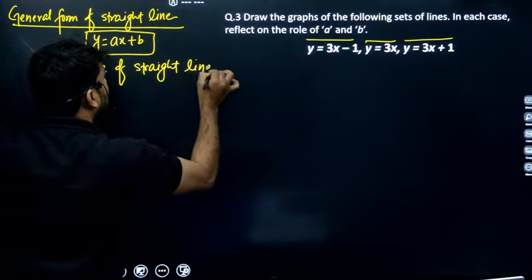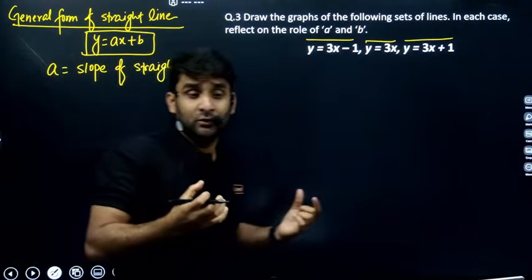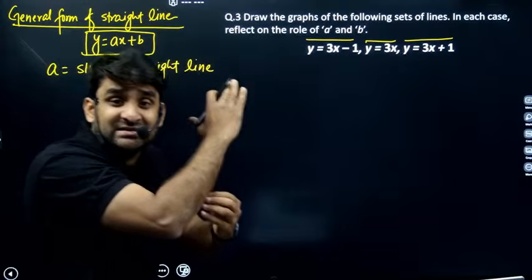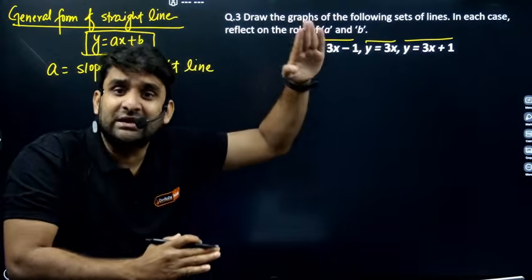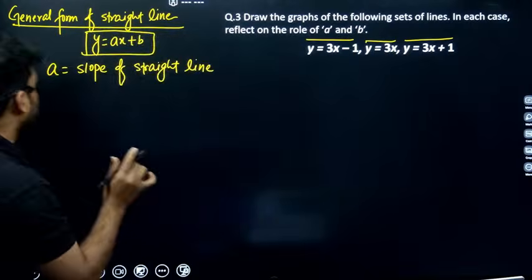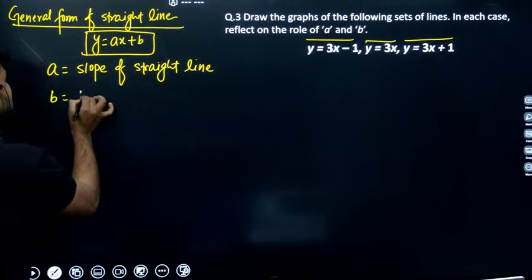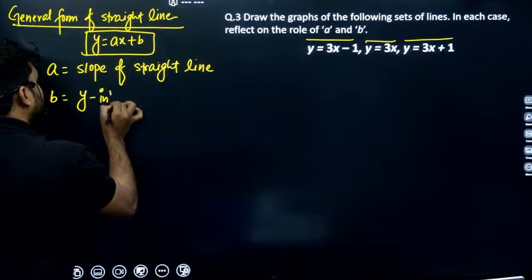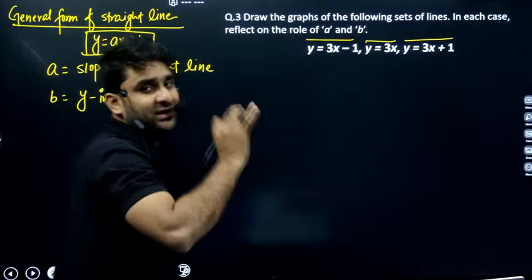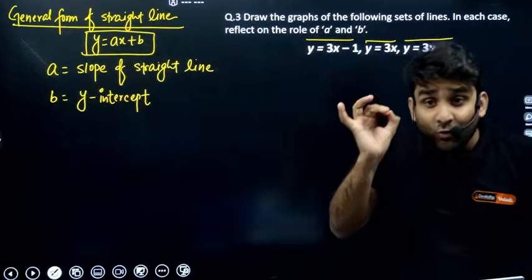Yes my dear. A is slope. Slope means inclination, tiltness, how much the line is tilted with the x-axis. Right? So A is slope. And what is B? B is called y-intercept, where the line is intersecting with the y-axis. So B is called y-intercept.